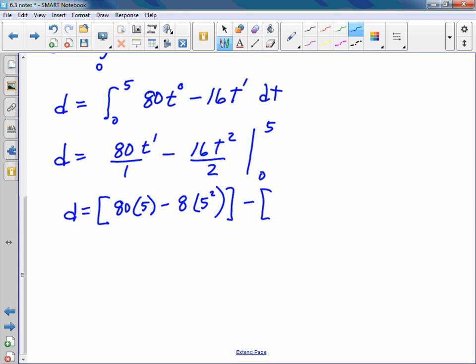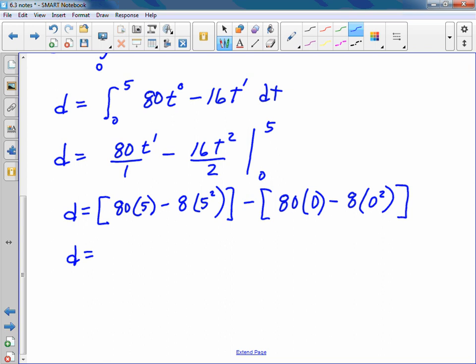And I know you all think this is silly, but I think it's important. 80 times 0 minus 8 times 0 squared. Just don't forget that. I know it's all 0, but just don't forget that it's there, because sometimes you'll have a different limit of integration to evaluate.